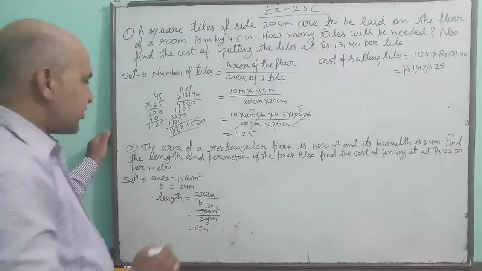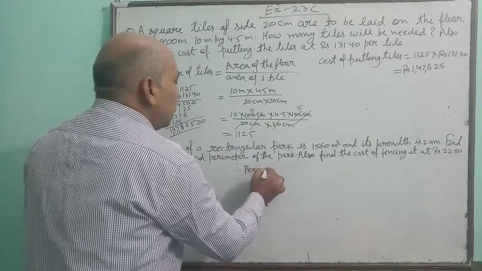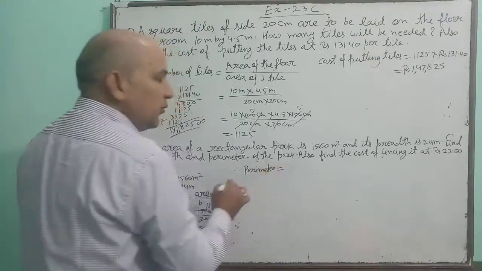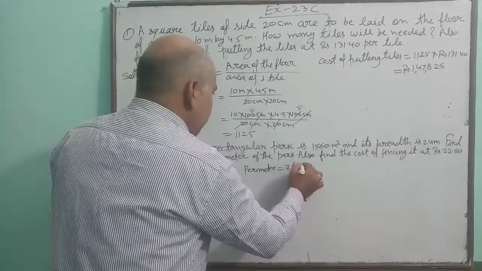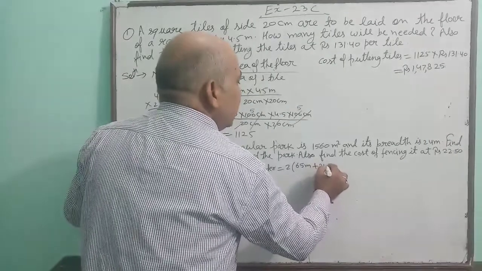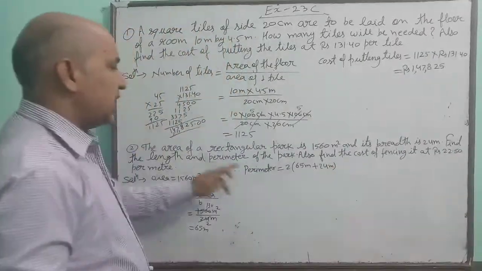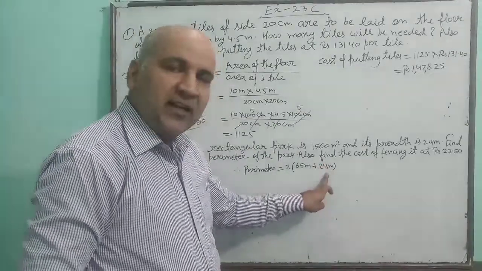If length is 65 meter, then what will be the perimeter? We know the formula for perimeter: 2 into length plus breadth. Length we have got 65 meter. Breadth has been given 24 meters.